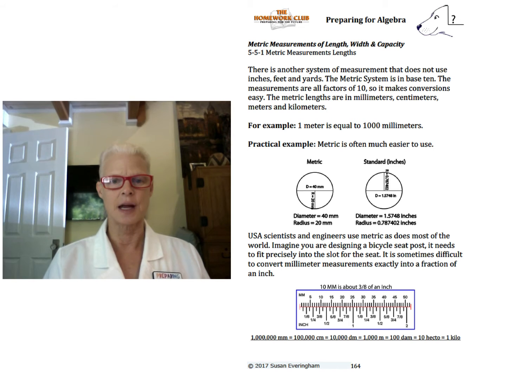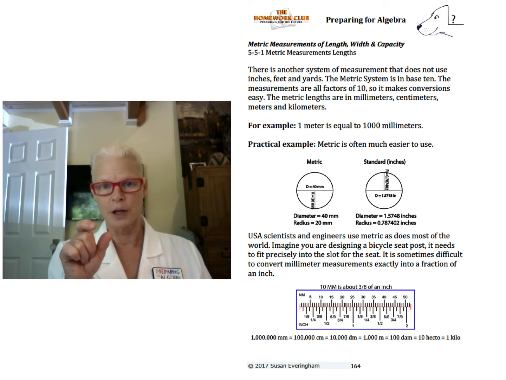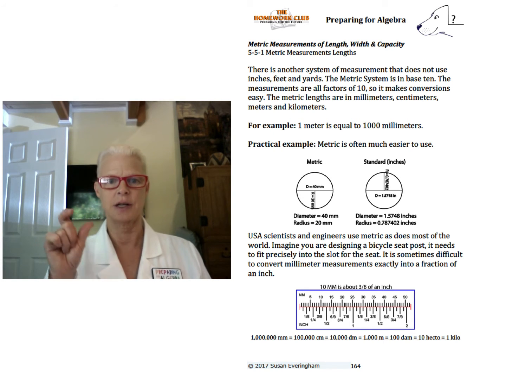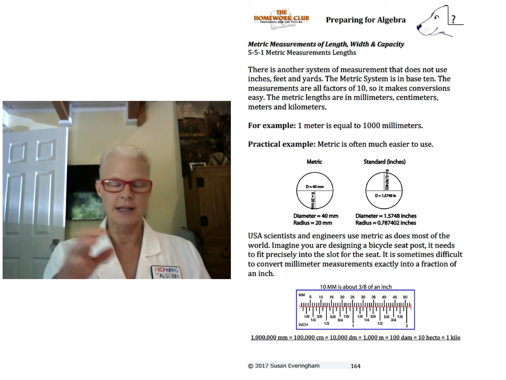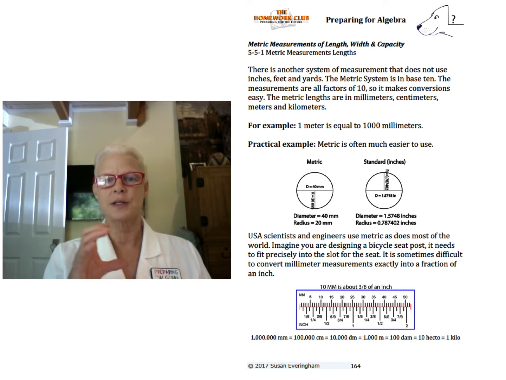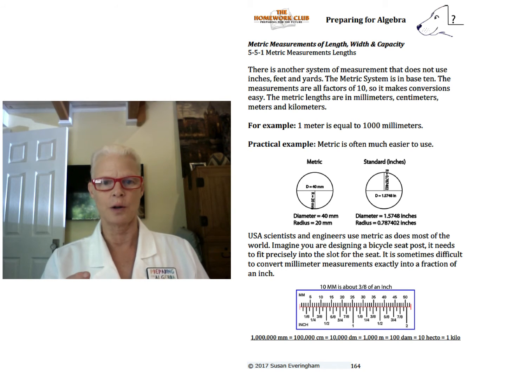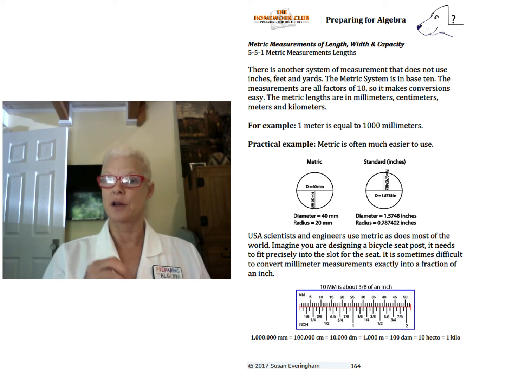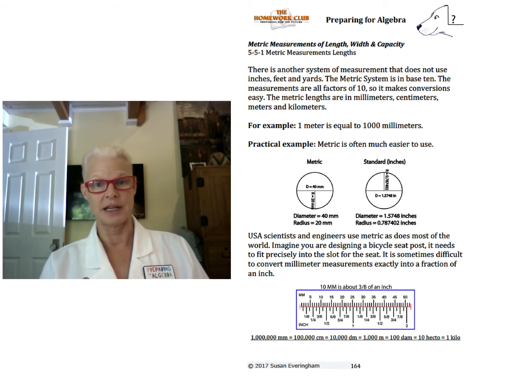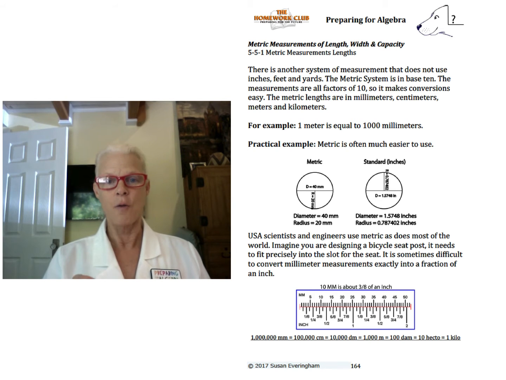The first example is 1 meter is equal to 1,000 millimeters. So milli means 1,000th of a meter. And the practical example below is measuring the diameter of a circle, which I say here is 40 millimeters. And if we were to convert that 40 millimeters into centimeters, it would be 4 centimeters.